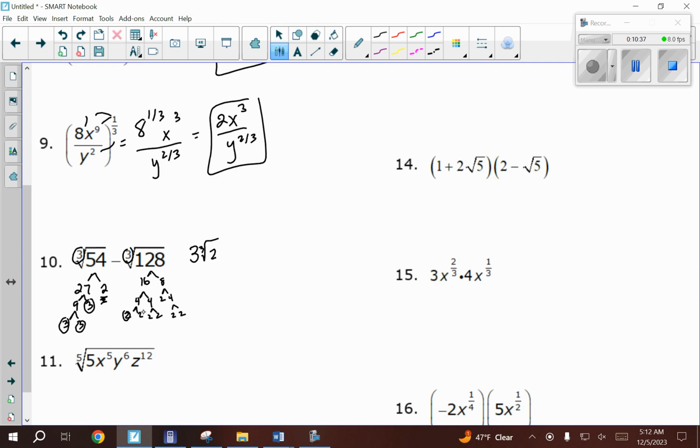So we got 1, 2, 3. So that means a 2 comes out. Then I have 1, 2, 3. So another 2 comes out, and those multiply together. Then I have this leftover.